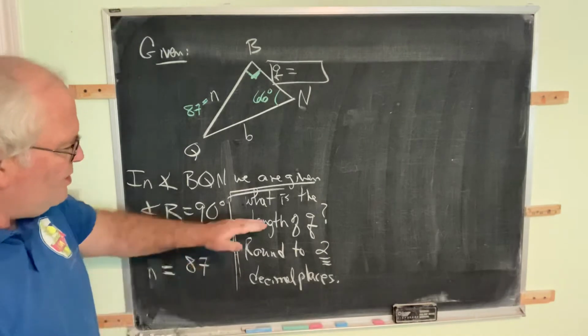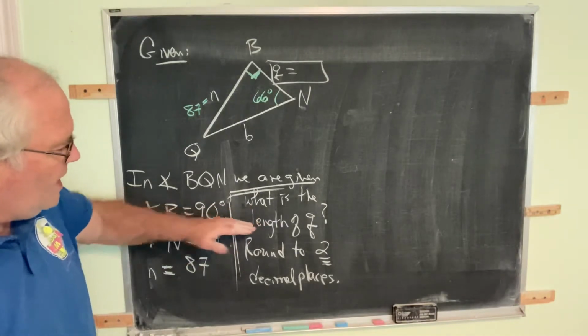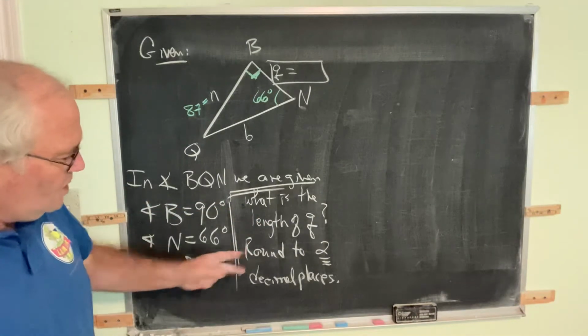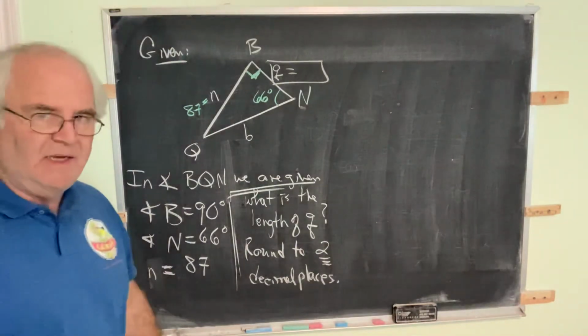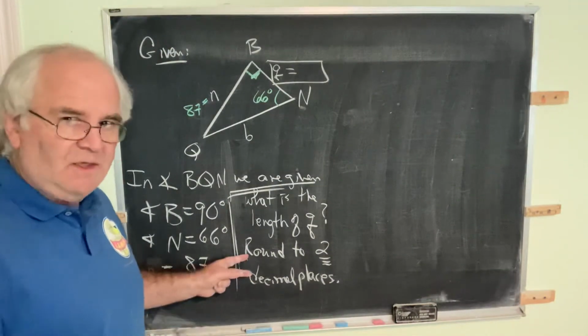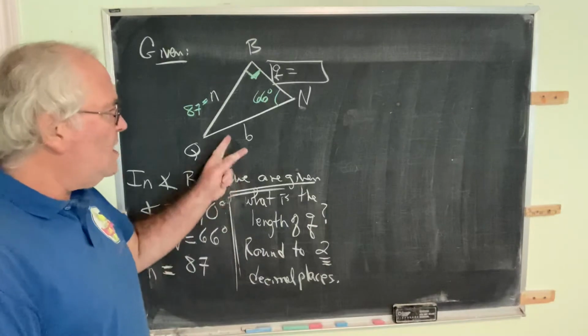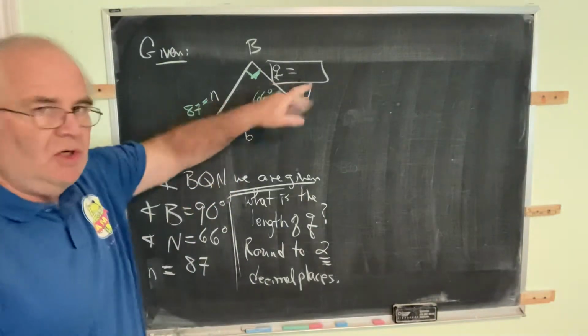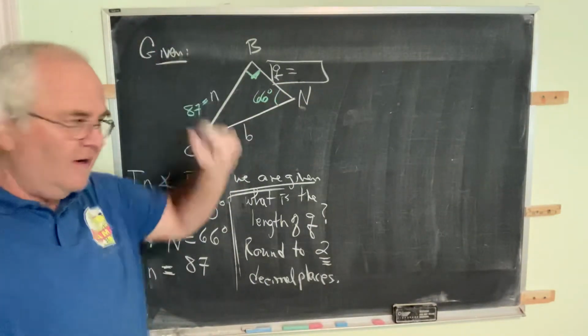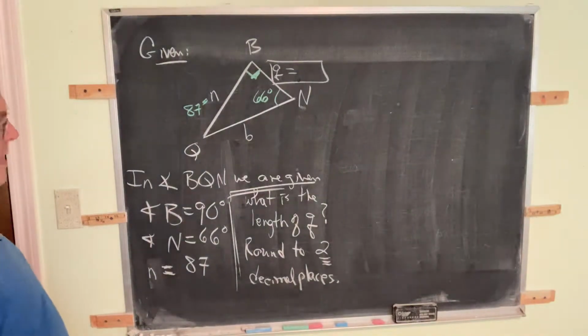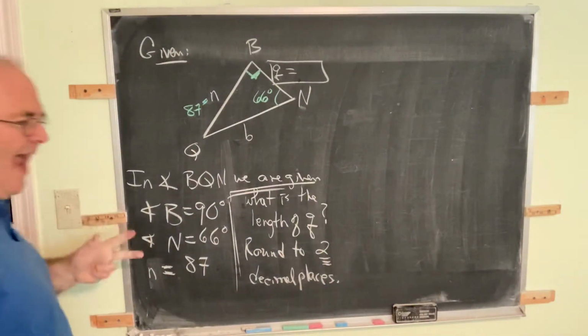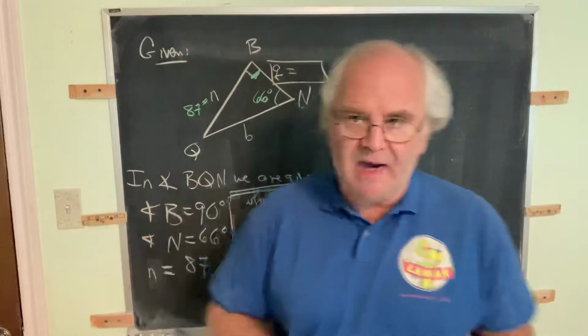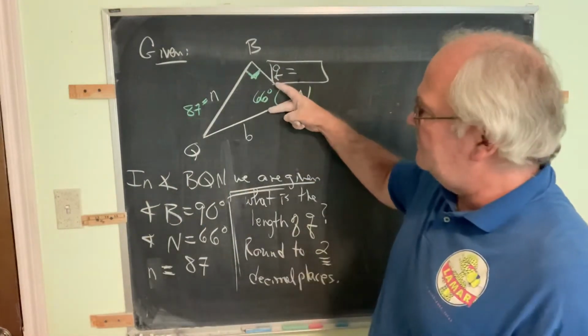The question we've been put is, what is the length of side lowercase q? And we're told to round our answer to two decimal places. So we're explicitly told what to do. All right? So all we need to do is find side q, we're out. All right? So what do we do? We use the angle we're given, from the perspective of the given angle.